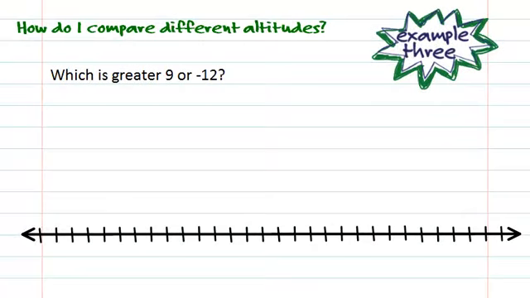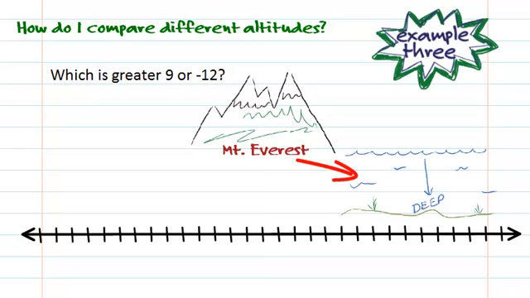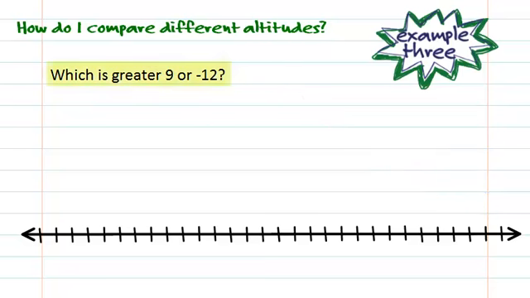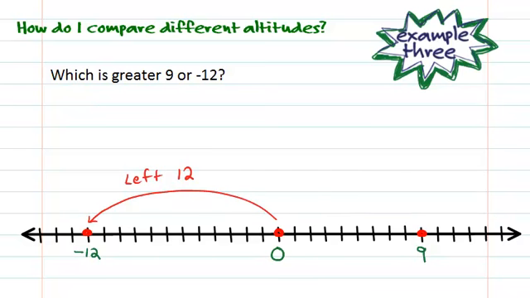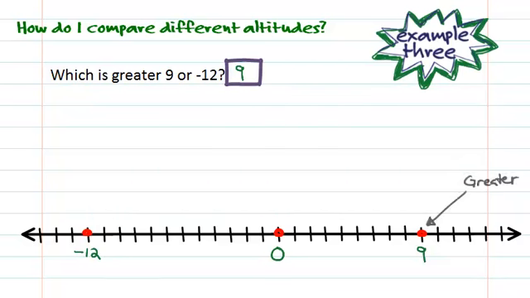To find what would happen if we put Mount Everest in the deepest part of the ocean, we need to know how to compare different altitudes. So let's practice with some numbers. Here we will see which is greater, 9 or -12, by graphing them on the number line. First, identify 0 on the number line, and then identify 9 by counting 9 units to the right of 0. Next, identify -12, which will be 12 units to the left of 0. And now, it should be clear that 9 is greater than -12 because it's further to the right on the number line.